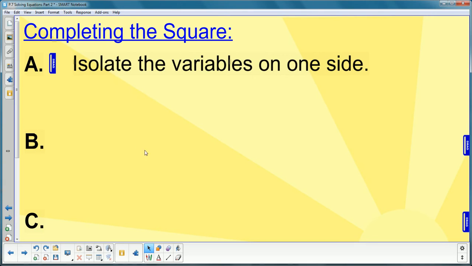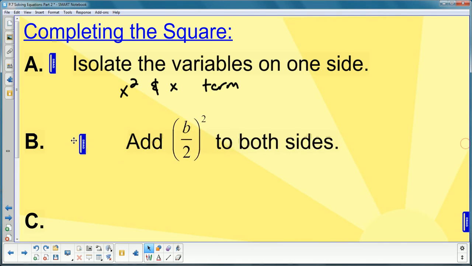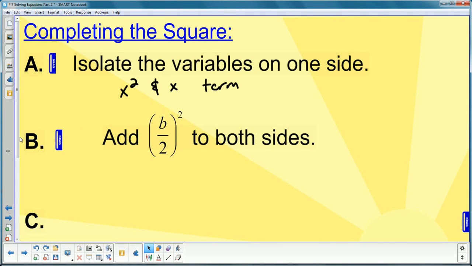So that means you're going to have both an x squared and an x term, and all your constants are going to be on the other side. After we do that, we add b over 2 squared to both sides.